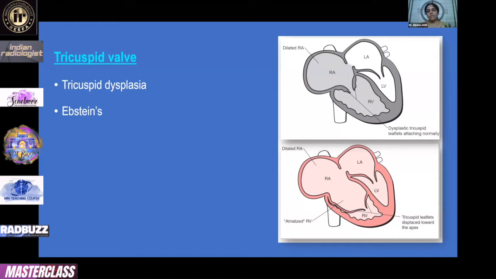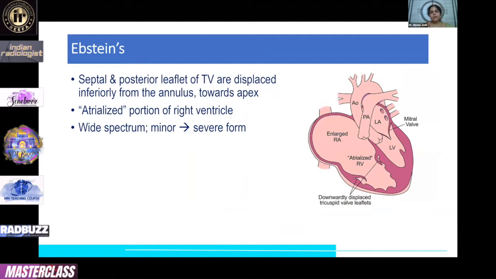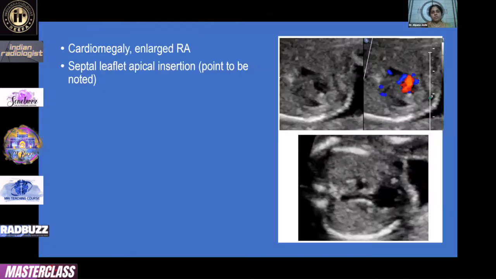So let us look at some of the points by which we can differentiate the abnormalities. If you're talking about tricuspid valve abnormalities, we are talking about tricuspid dysplasia, Ebstein's anomaly, tricuspid atresia, which is almost always with a VSD, and tricuspid regurgitation. When we are talking about Ebstein's, we know that the septal and posterior leaflets of the tricuspid are displaced inferiorly from the annulus towards the apex, and that's why there is an atrialized portion of the right ventricle. There's a wide spectrum from a minor form to the most severe. But one of the clues to the diagnosis is the cardiomegaly.